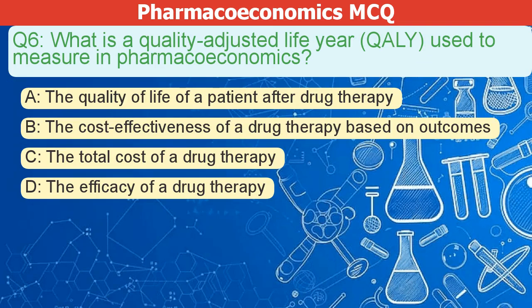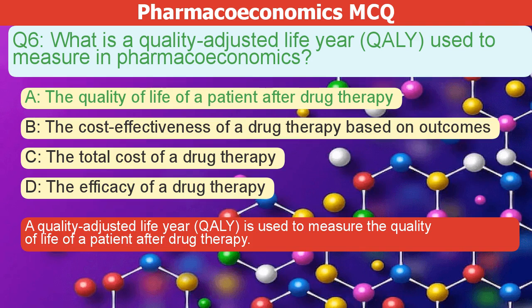What is a quality adjusted life year, or QALY, used to measure in pharmacoeconomics? A. The quality of life of a patient after drug therapy. B. The cost effectiveness of a drug therapy based on outcomes. C. The total cost of a drug therapy. D. The efficacy of a drug therapy. The correct answer is A. A quality adjusted life year, or QALY, measures the quality of life for a patient after drug therapy.